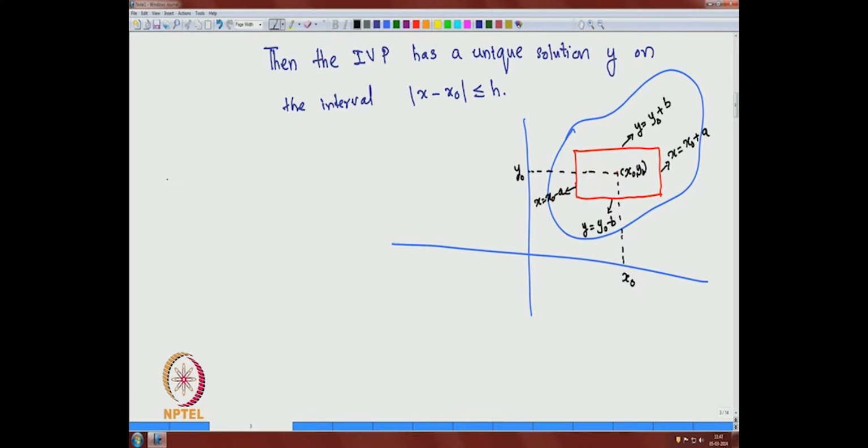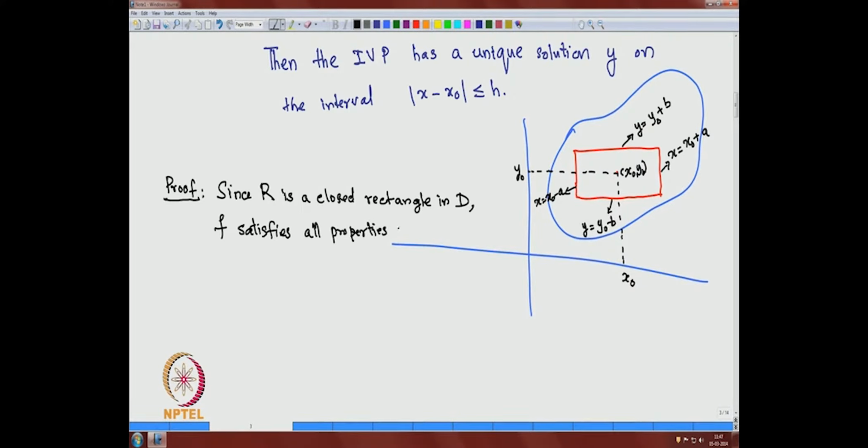So we now prove the theorem. Proof. The proof has more technical details. Since R is a closed rectangle inside the domain D, f satisfies all the properties mentioned for D inside R.